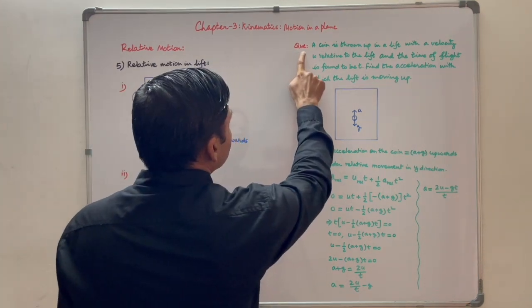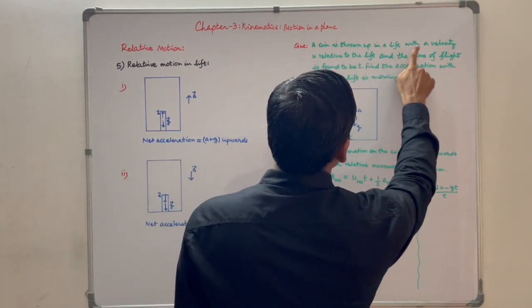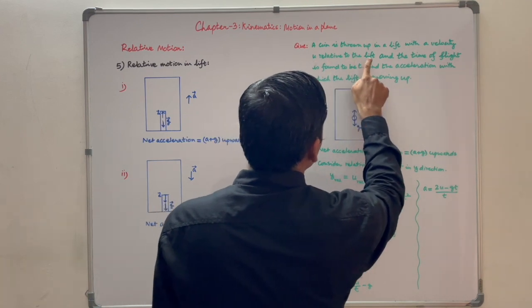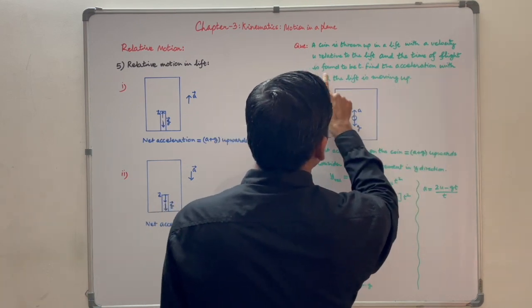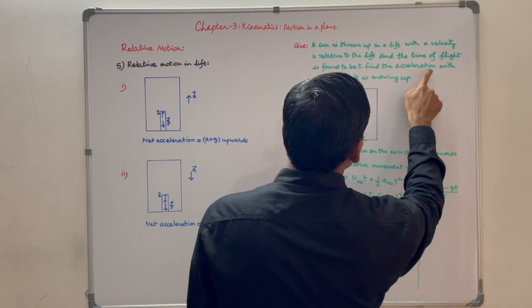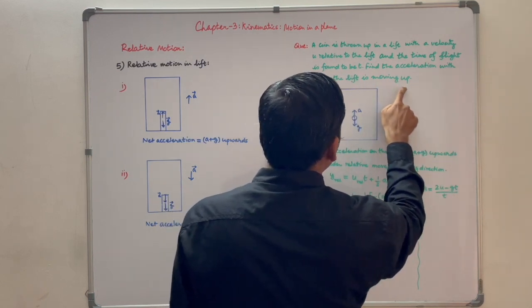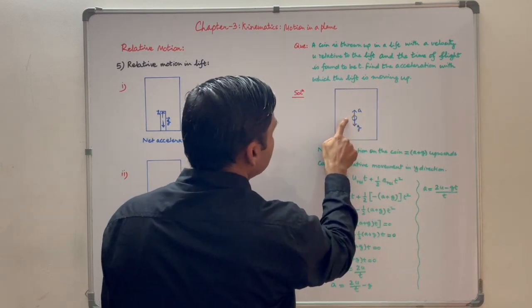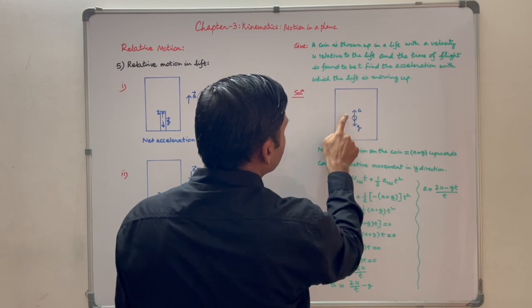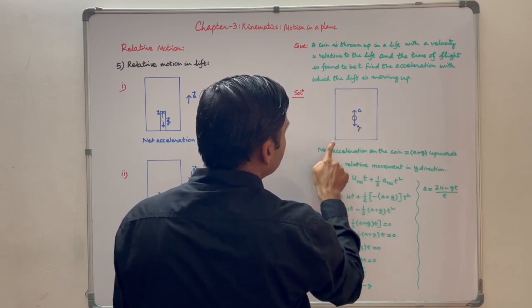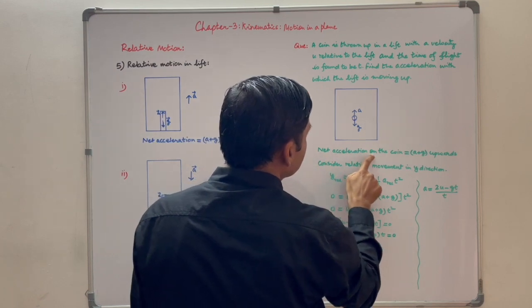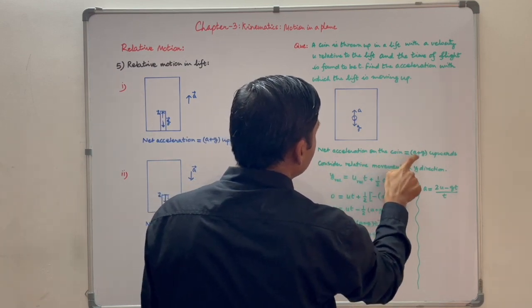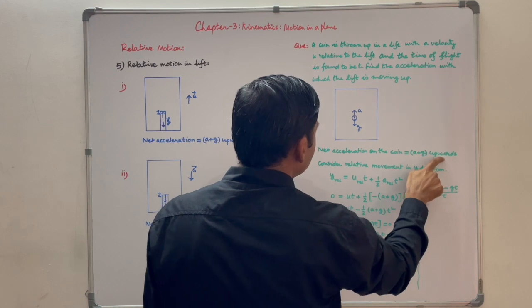Let us see this question. A coin is thrown up in a lift with a velocity u relative to the lift, and the time of flight is found to be t. Find the acceleration with which the lift is moving up. It is given that the lift is accelerating up. So the coin experiences a upwards and g downwards. The net acceleration, or relative acceleration, on the coin will be equal to a plus g.